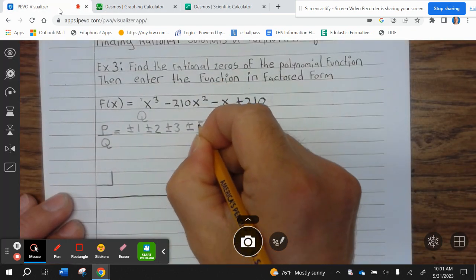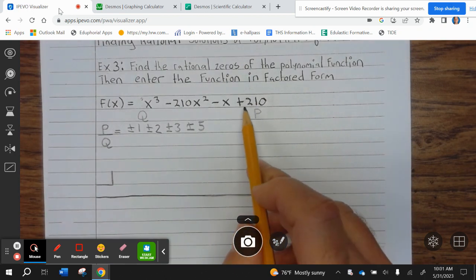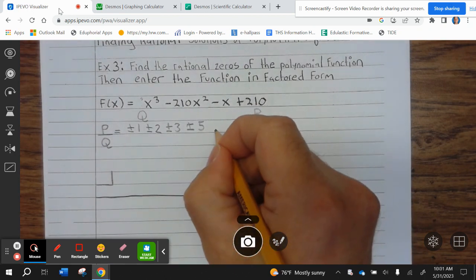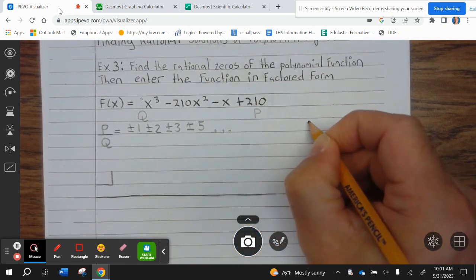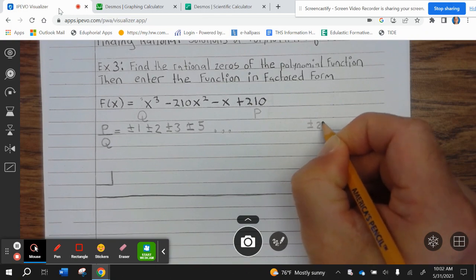Now, my guess is you're not going to want to spend the time to go and write down all those. So we're going to dot, plus or minus 210.